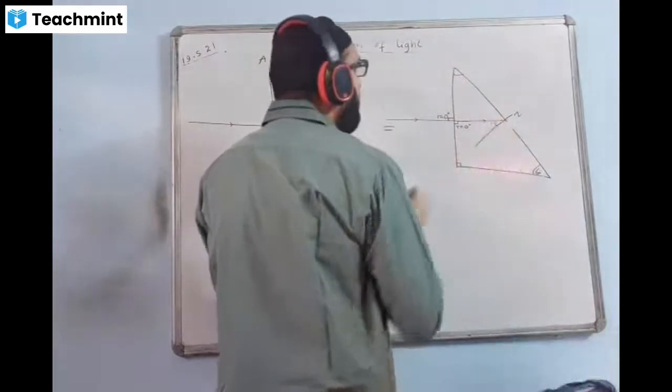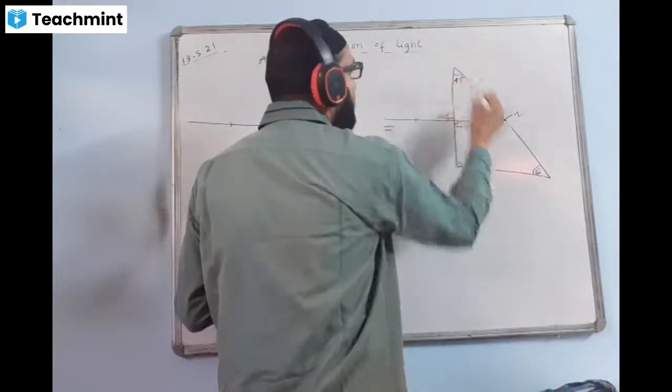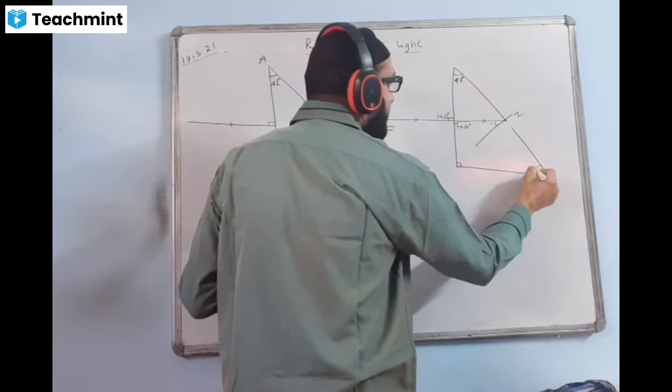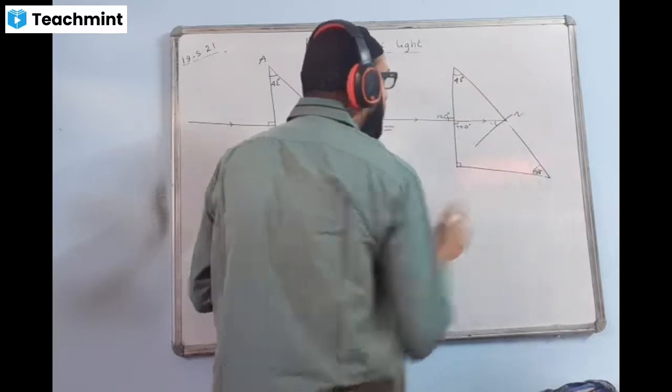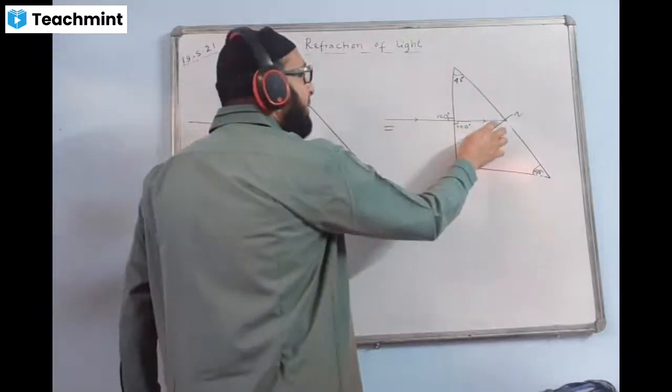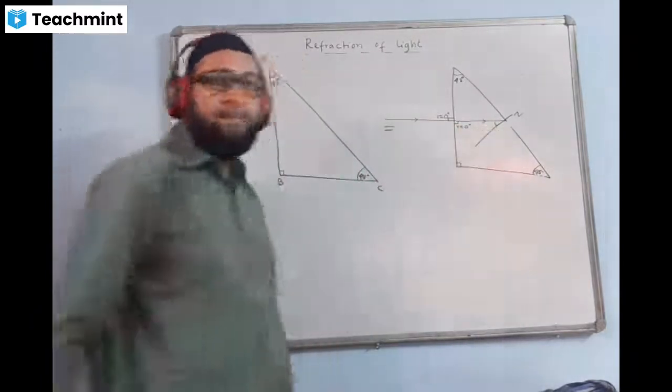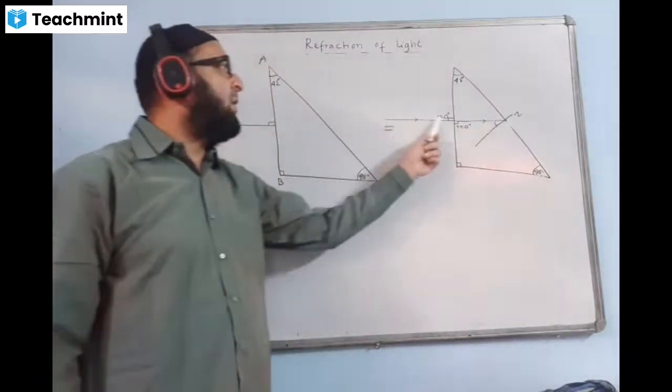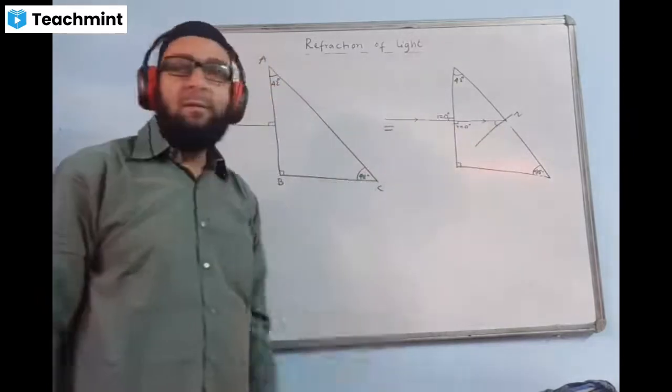You can take a minute. This is 42 degree given and this is 48 degree given. Angles are different now. Now tell me what will happen. This will go the same way, going straight. Here it goes.